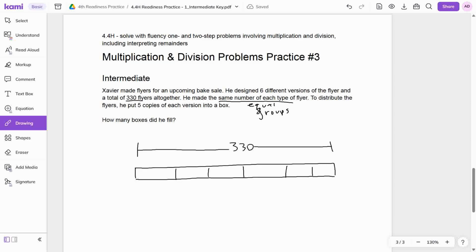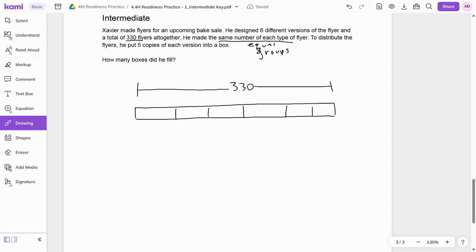So let's go ahead and first do that, because I have to do something else to distribute into boxes later. So I need to figure out what 6 into 330 is, and that's not a basic fact, so I need to use long division here. So 6 goes into 33 5 times. 5 times 6 is 30. That's going to get 3. All right, so that's going to get 55. All right, nice and even.